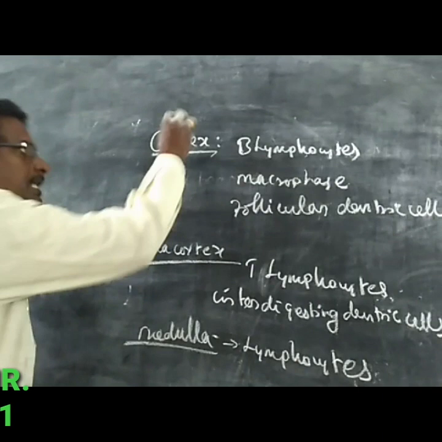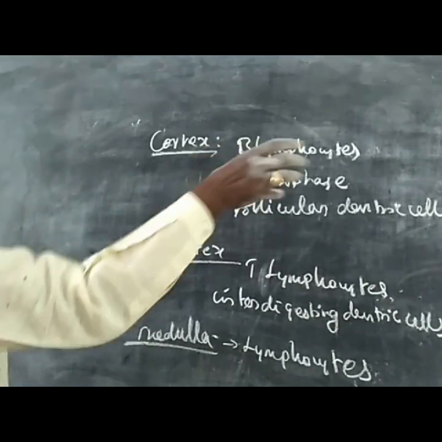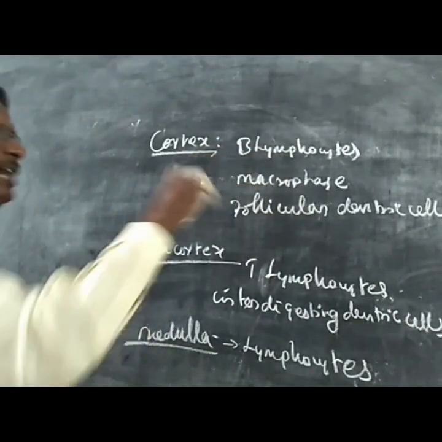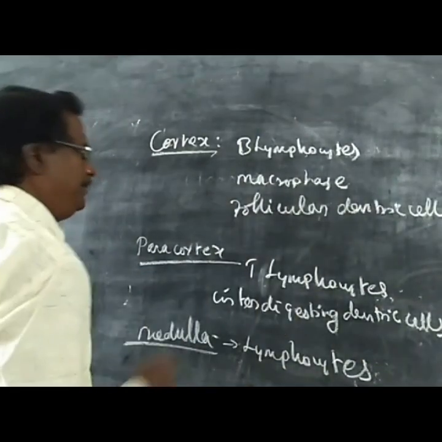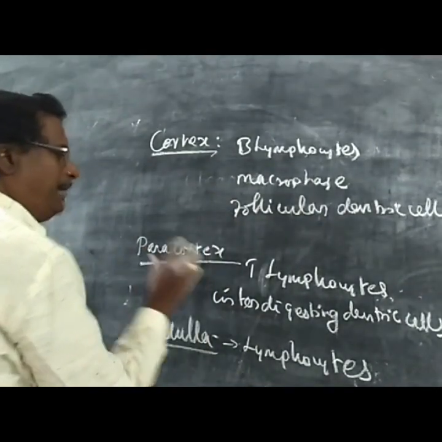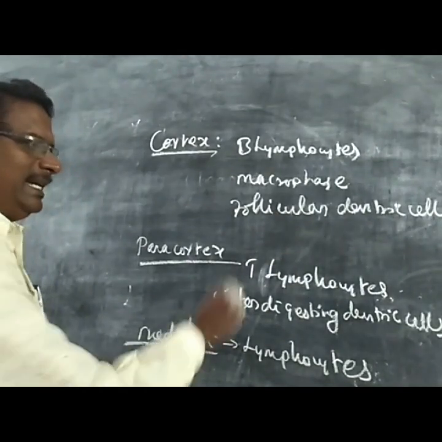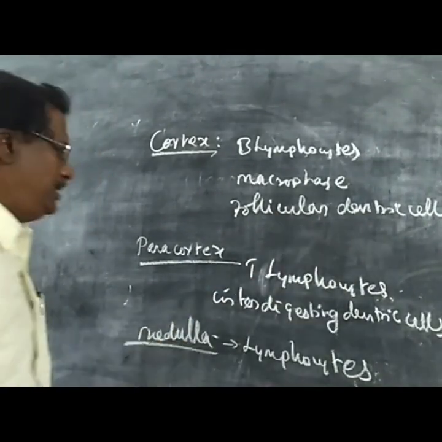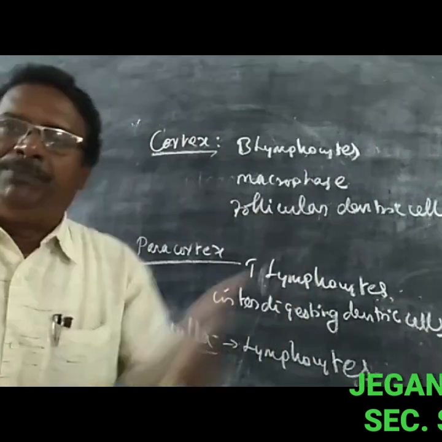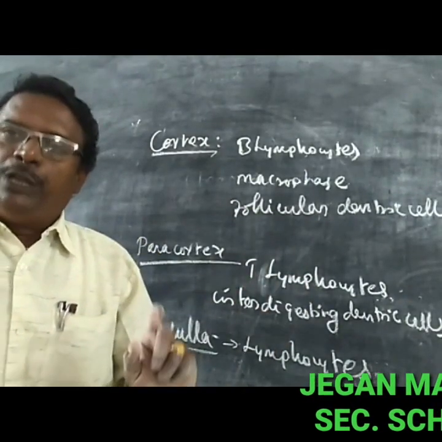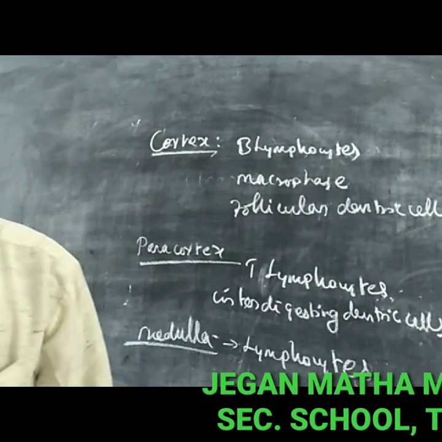So the lymph node consists of 3 parts. The outer cortex consists of B lymphocytes, macrophages and follicular dendritic cells. Beneath the cortex is the paracortex, where interdigitating dendritic cells are present. The innermost layer is called the medulla, which is very loosely populated with a small amount of lymphocytes.